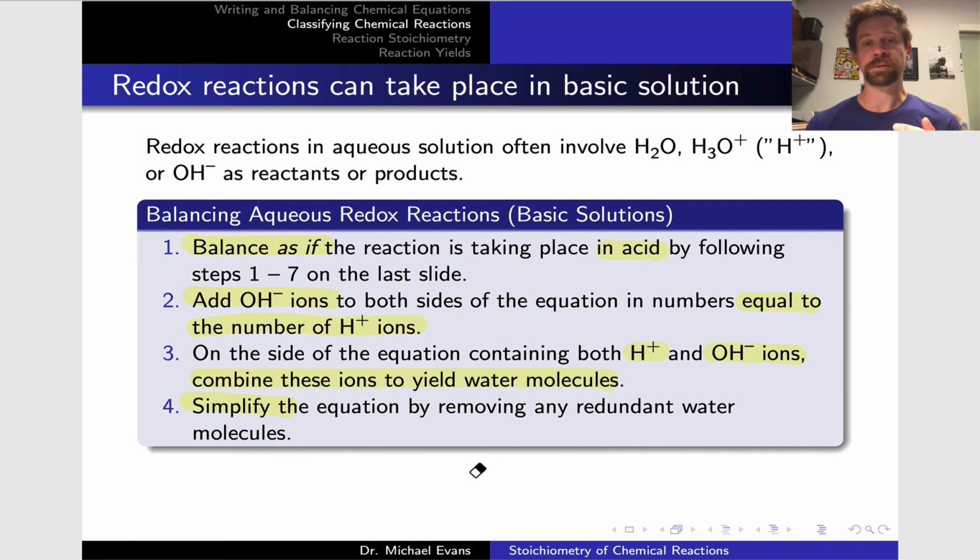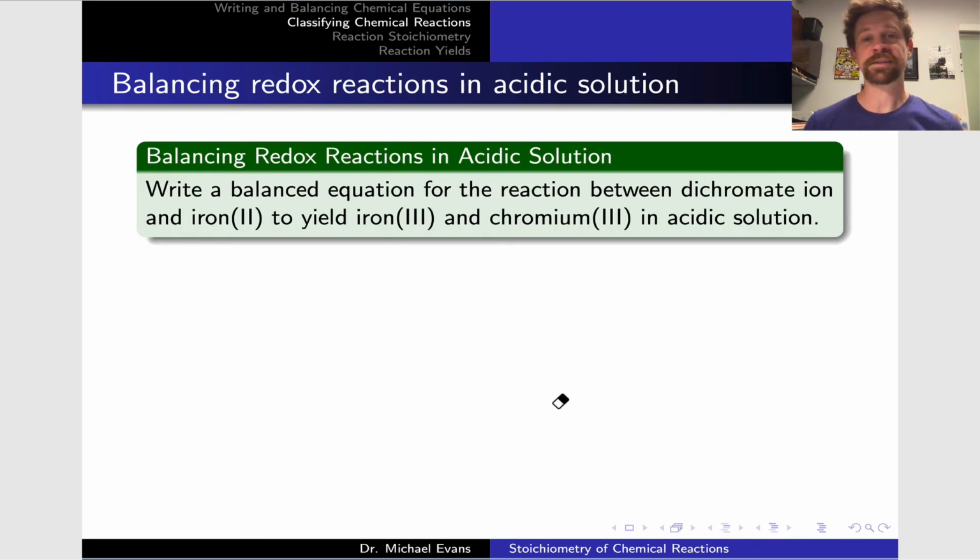And if you follow this process, you'll be left with only hydroxide and water in addition to the reduced and oxidized species on the reactant and product side for a redox reaction taking place in basic solution. Let's practice balancing a redox reaction in acidic solution.